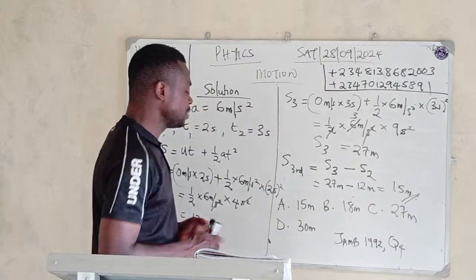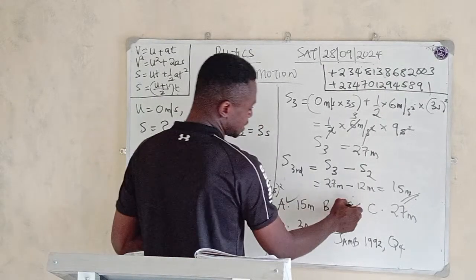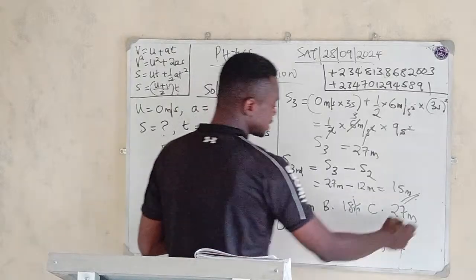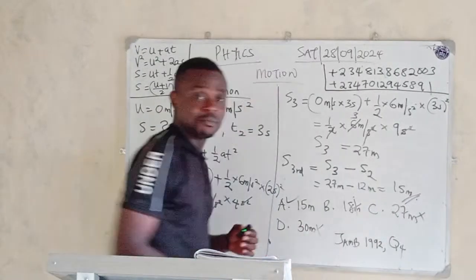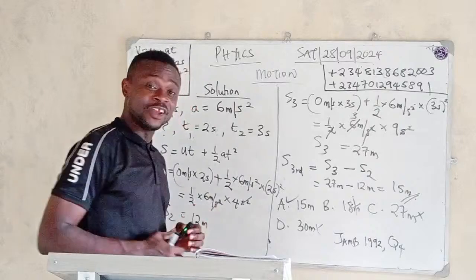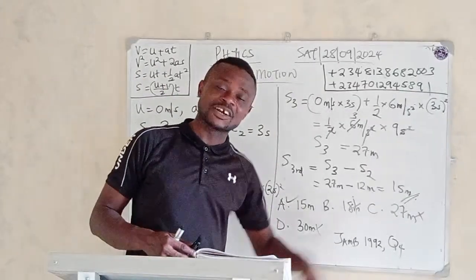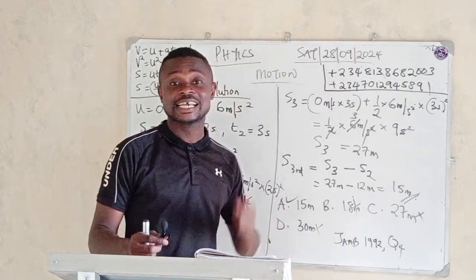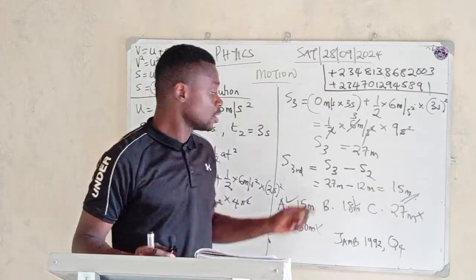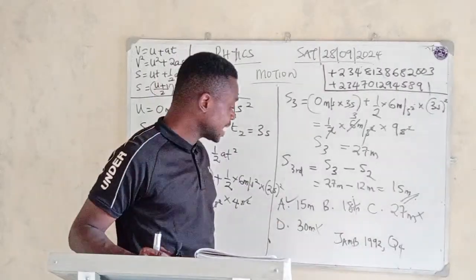So let's look at the options. Option A says 15 meters. I will tick it. Let's look at the other ones: 18 meters, no. 27 meters, no. 30 meters, no. Be careful. If you're not careful, you will think that the third second is the same as 3 seconds. That is not the same thing. So if you're not careful, you go and think 27 meters.